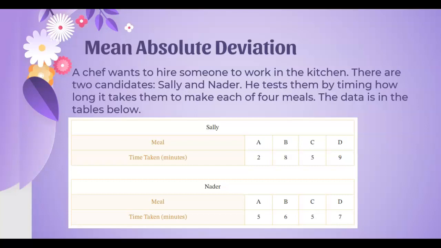All right, so Sally made 4 meals: A, B, C, and D. She took 2 minutes to do A, 8 minutes to do B, 5 minutes to do C, and 9 minutes to do D. And now we have Nader. Nader made the same 4 meals, and he took 5 minutes to do A, 6 minutes to do B, 5 minutes to do C, and 7 minutes to cook D.